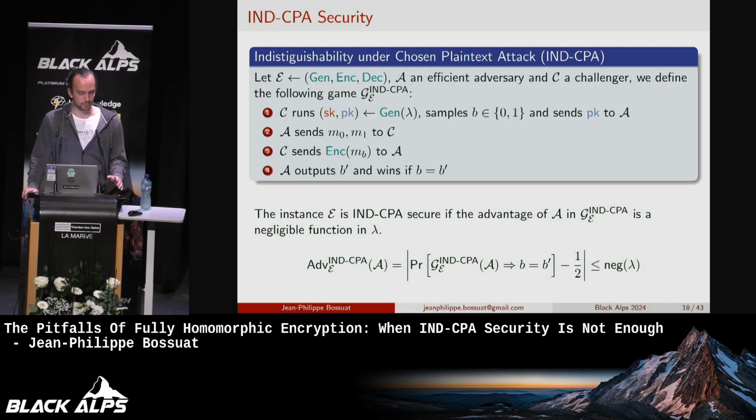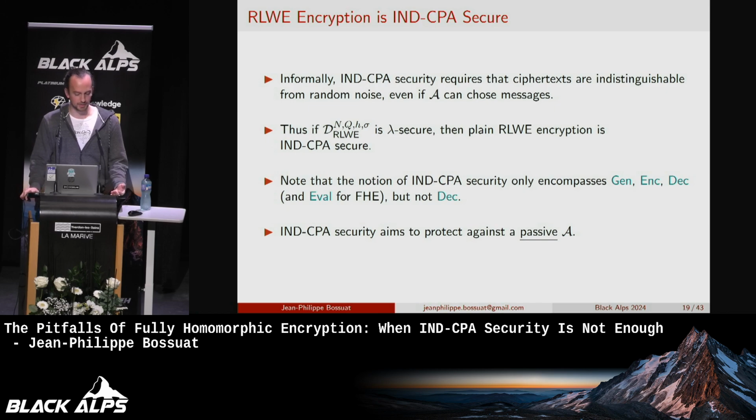The challenger encrypts one of the messages depending on the bit that was sampled, sends it back to A, and A now has to guess which message was encrypted. And basically the scheme is IND-CPA secure if the best strategy for the adversary is to guess randomly. In other words, IND-CPA security states that ciphertexts are indistinguishable from random noise, regardless of what the adversary chooses for a message.